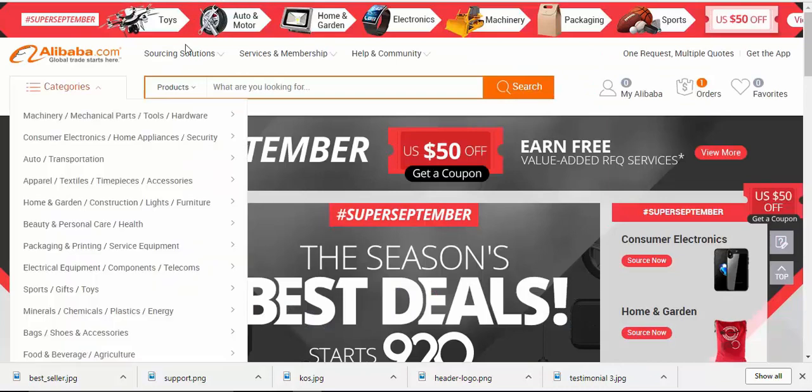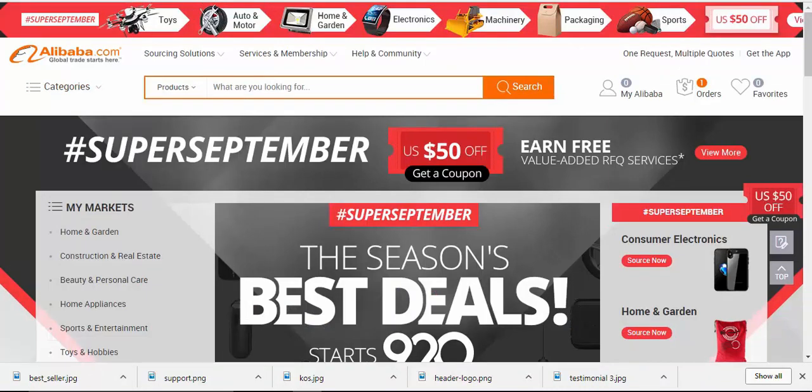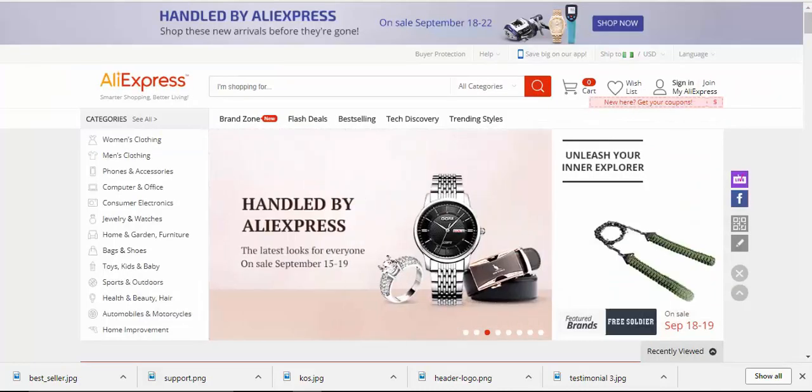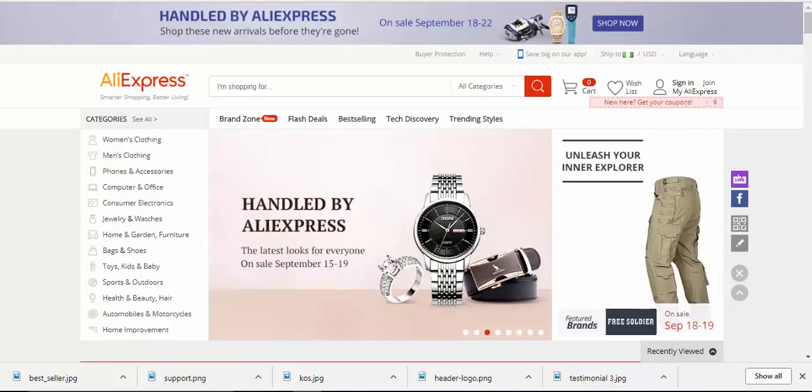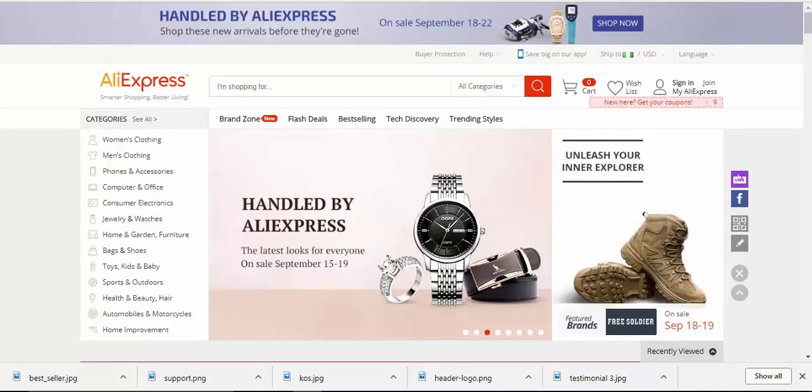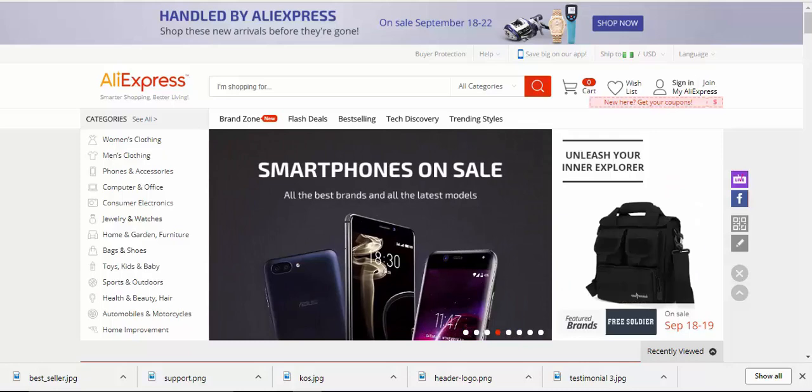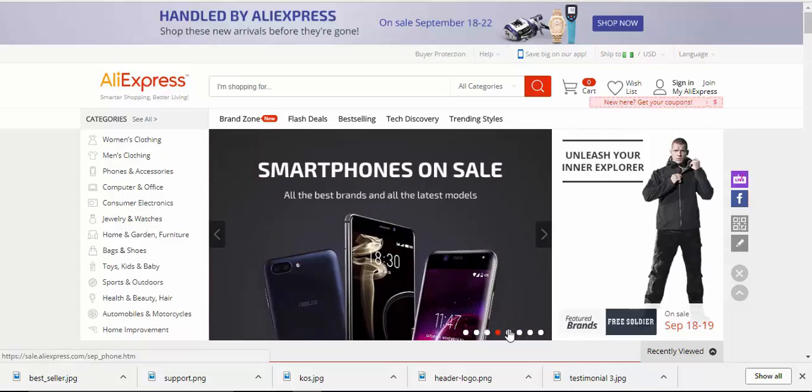They have their own different functions. On Alibaba, you can buy products in wholesale. They can't sell a single product on Alibaba, but on AliExpress, you can buy products in bits. You can buy single pieces. You can buy 2, 3, 4, which is not possible on Alibaba.